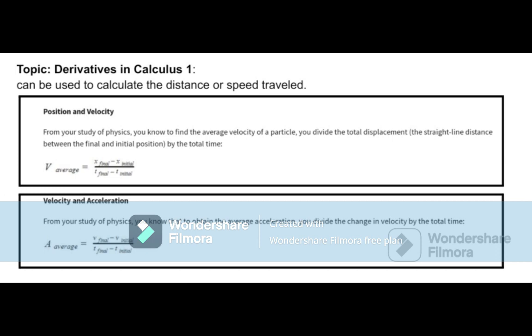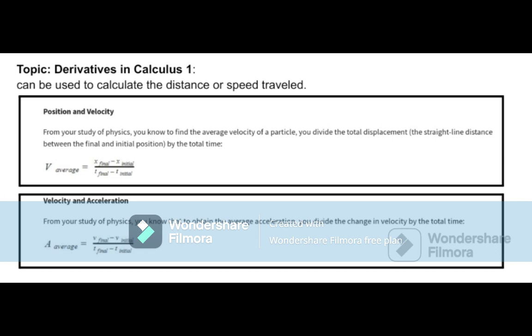Today my presentation is about application of derivative in position, velocity and acceleration. First, from our study of calculus so far, we know that the average rate of change is the slope of the secant line between 2 points on the graph, and the instantaneous rate of change is the slope of the tangent line at a single point.